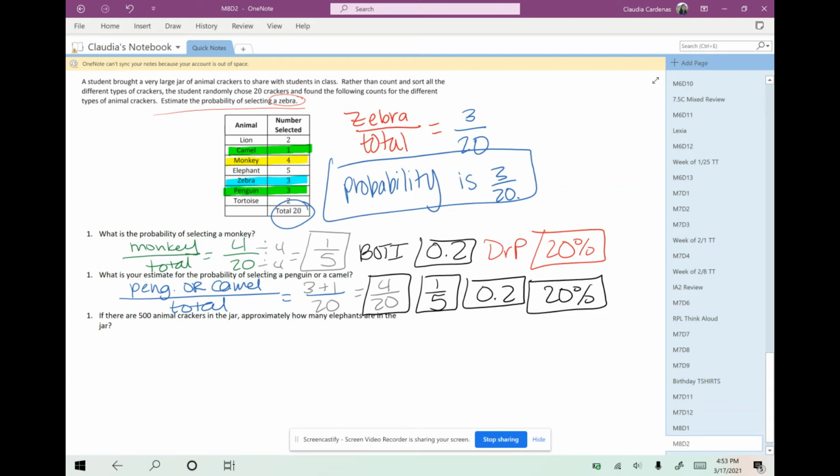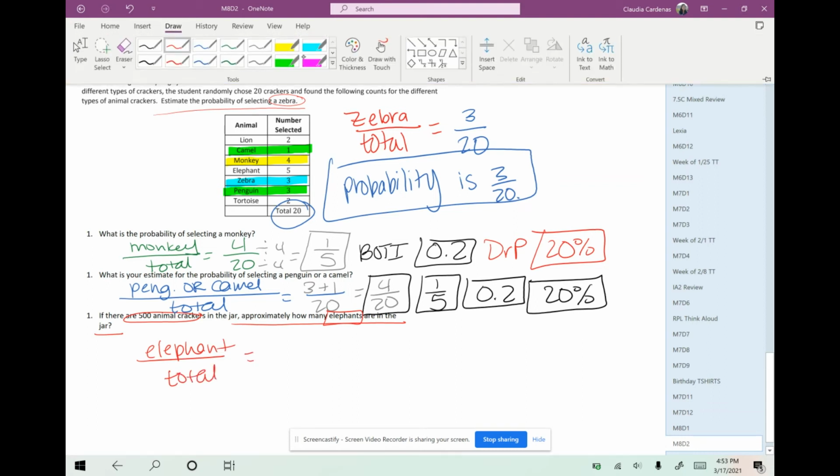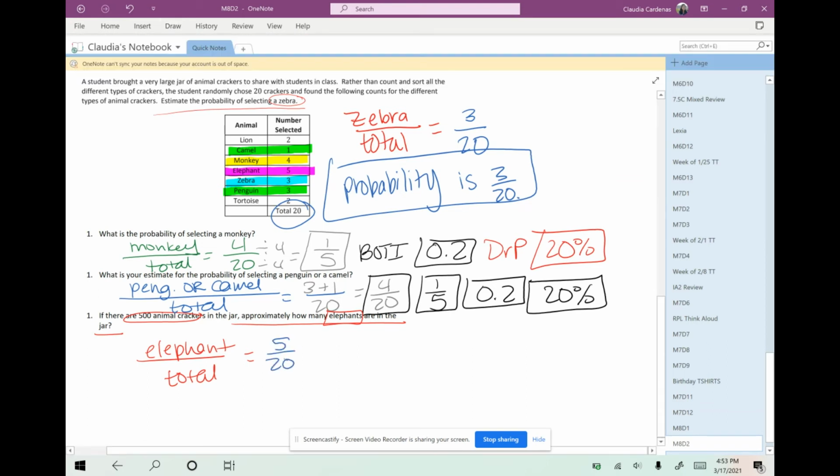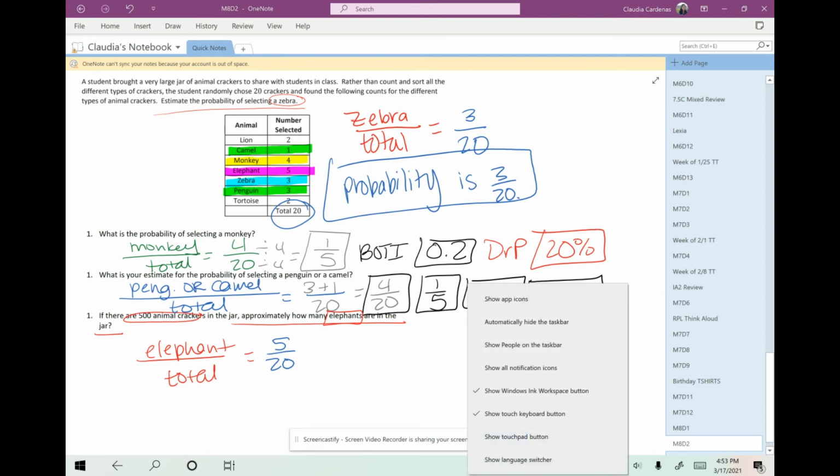And the last question is that we are looking at if there are 500 animal crackers in the jar, approximately how many elephants are in the jar? In this case, we are using the information from our table to predict how many would be in a 500 animal cracker jar. Because if you see in our table, we only have a total of 20 animals. So if we have elephant compared to the total, let's highlight where I see it in my table. It is 5 out of 20 total. But they want us to use this fraction to predict for a total of 500 animal crackers.